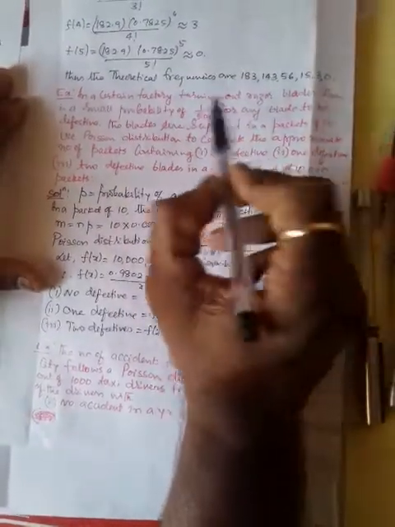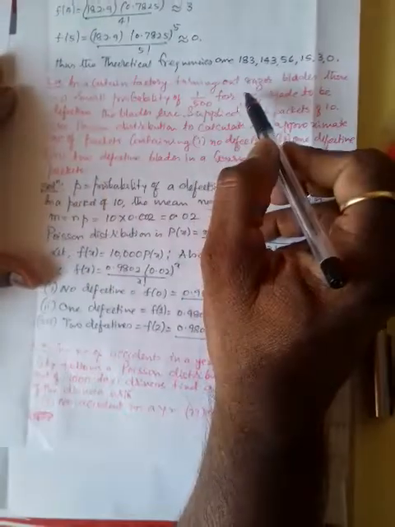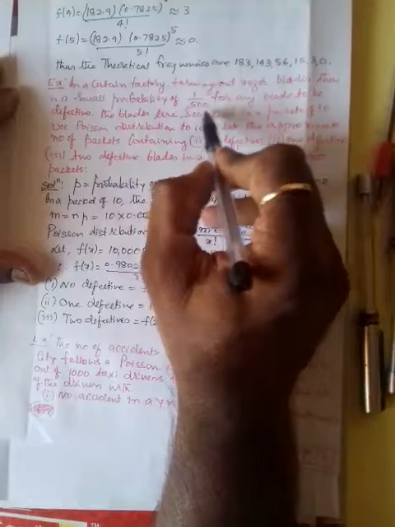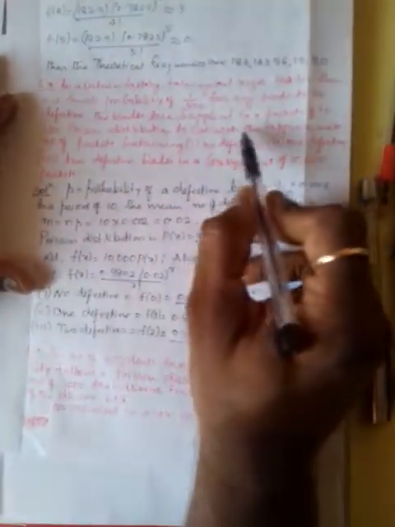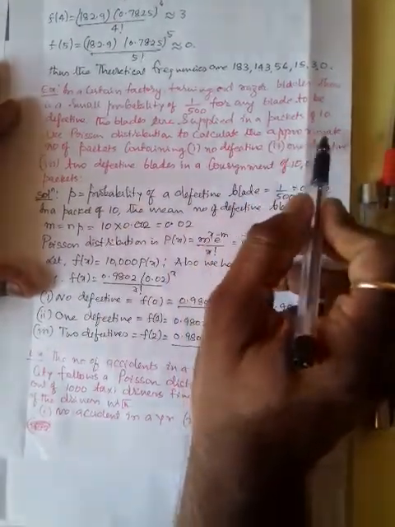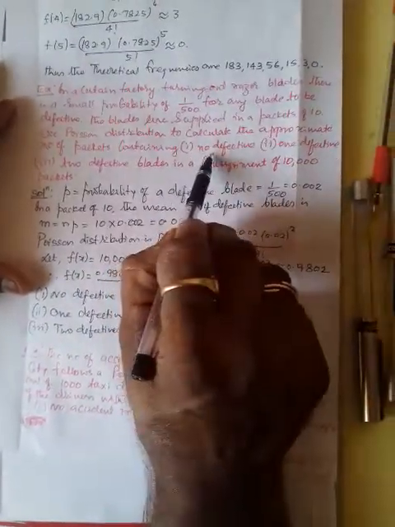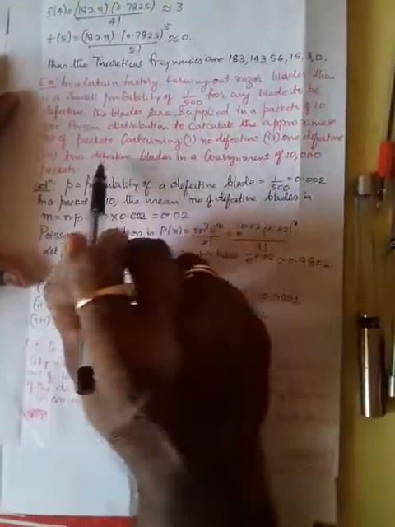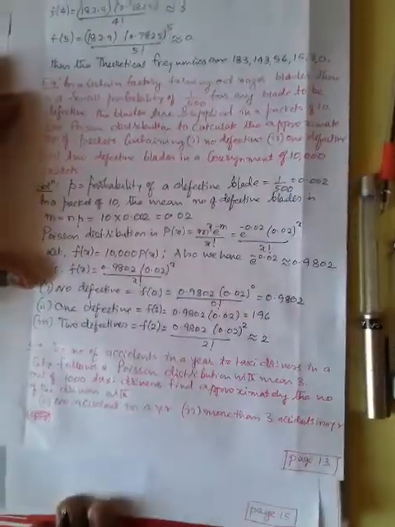Now come to another important example taken from the old question paper. I will read the example first. In a certain factory turning out razor blades, there is a small probability of 1 upon 500 for any blade to be defective. The blades are supplied in packets of 10. Use Poisson distribution to calculate the approximate number of packets containing no defective, 1 defective, 2 defective blades in a consignment of 10,000 packets.